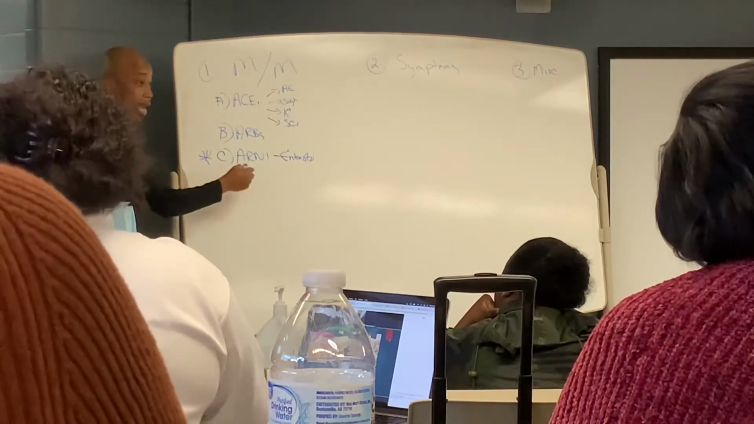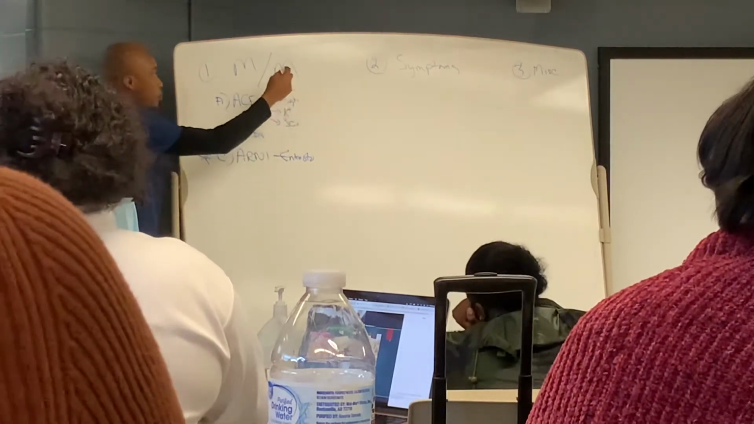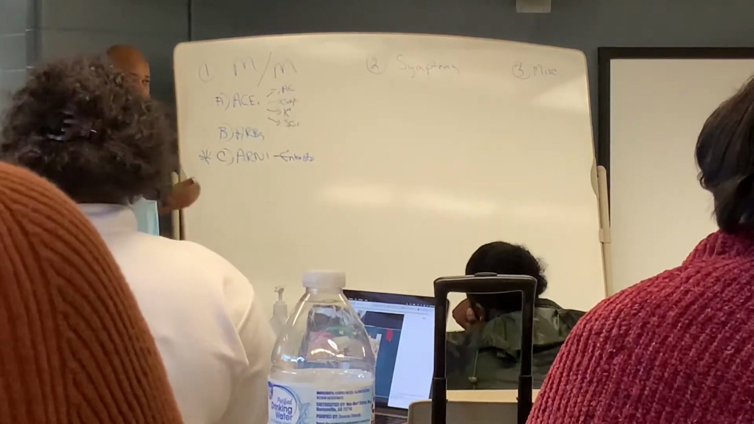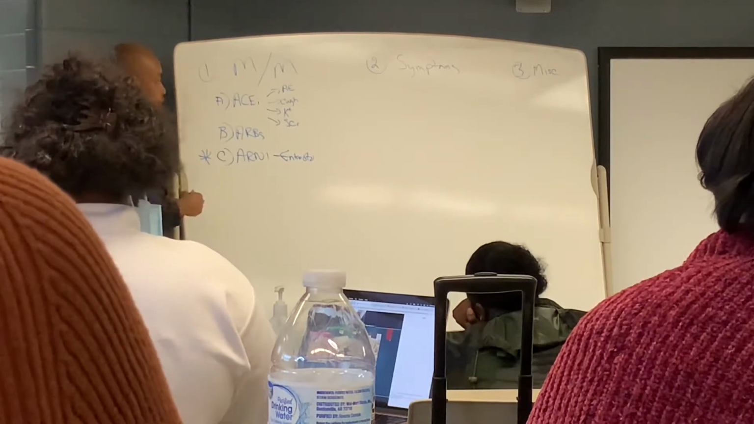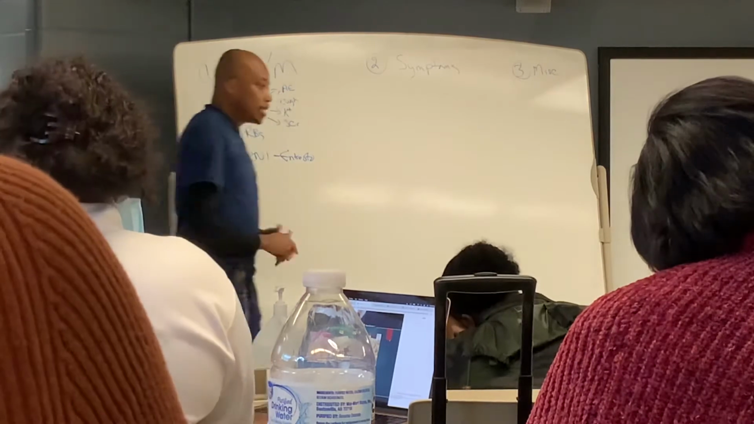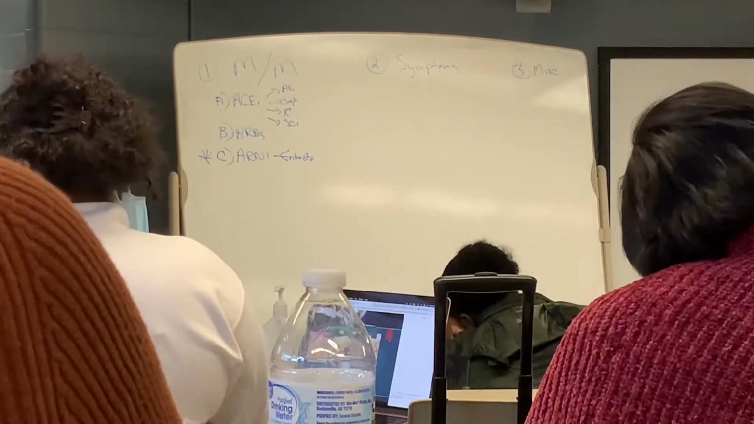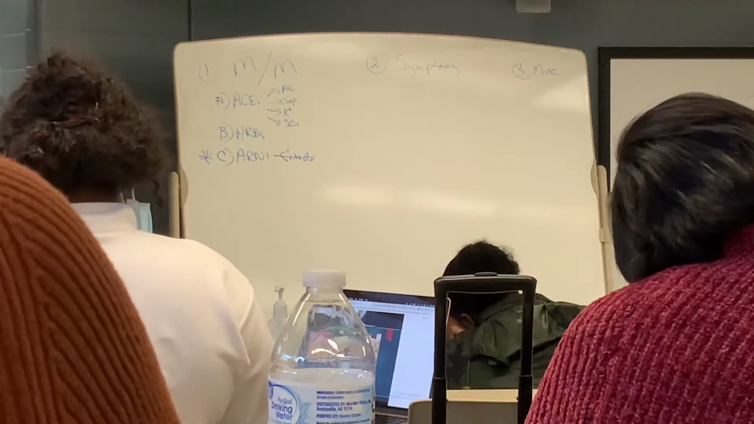Okay, so this has the ARB in it. So because it has this, then we still have to worry about 3 of these 4, right? The only one we don't have to worry about is the what? Cough. So we don't have to worry about the cough, but we still have to worry about the angioedema. We still have to worry about elevated levels of potassium as well as serum creatinine. Okay?